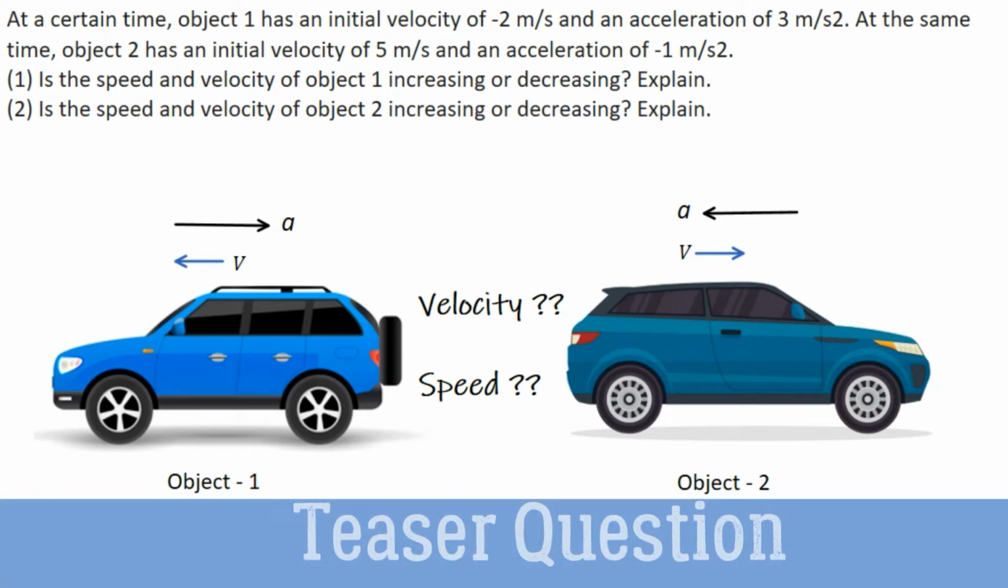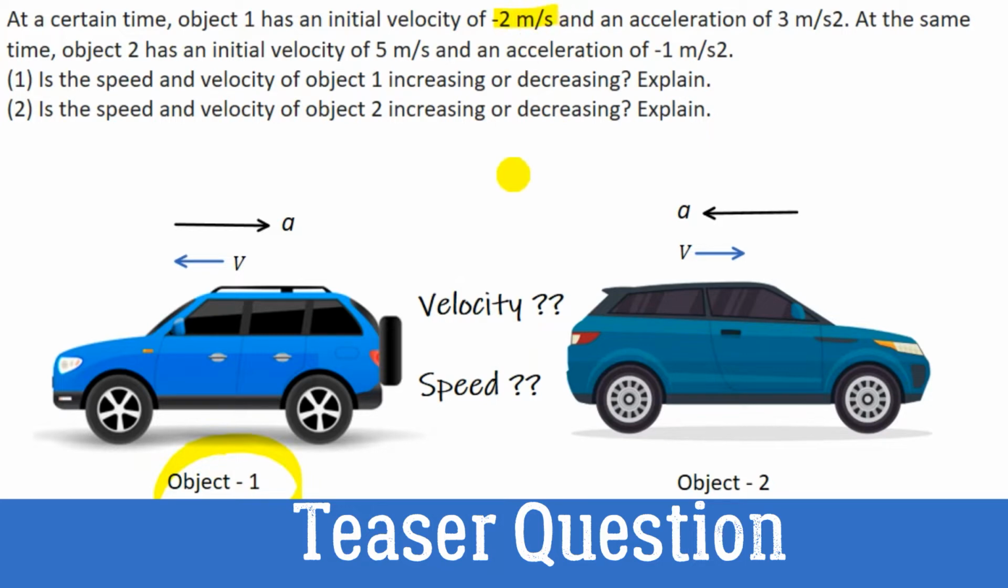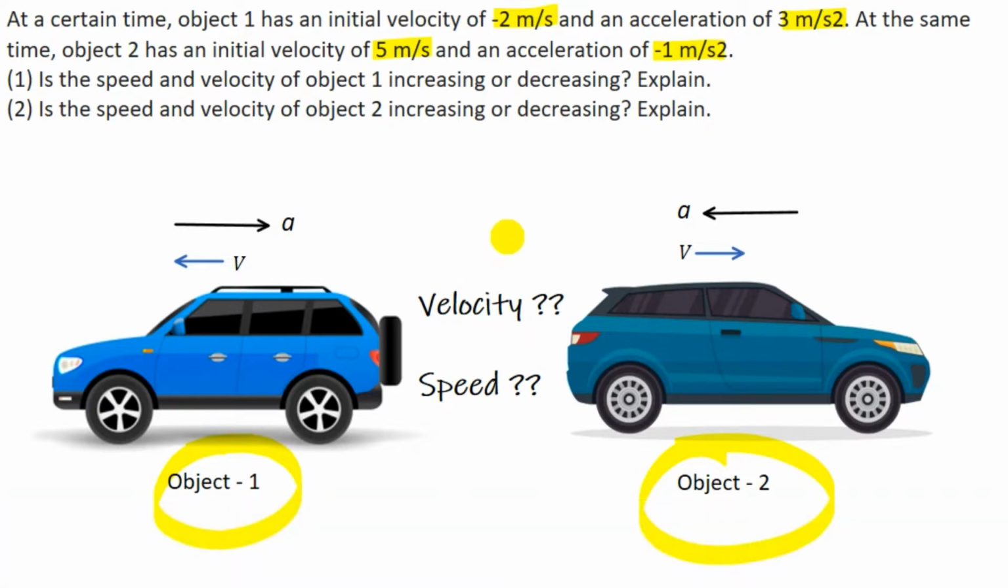So here we are given that object 1 has an initial velocity of -2 meters per second and an acceleration of 3 meters per second squared, and at the same time object 2 has an initial velocity of 5 meters per second and an acceleration of -1 meter per second squared. Now we need to tell whether the speed and the velocity of objects 1 and 2 are increasing or decreasing.